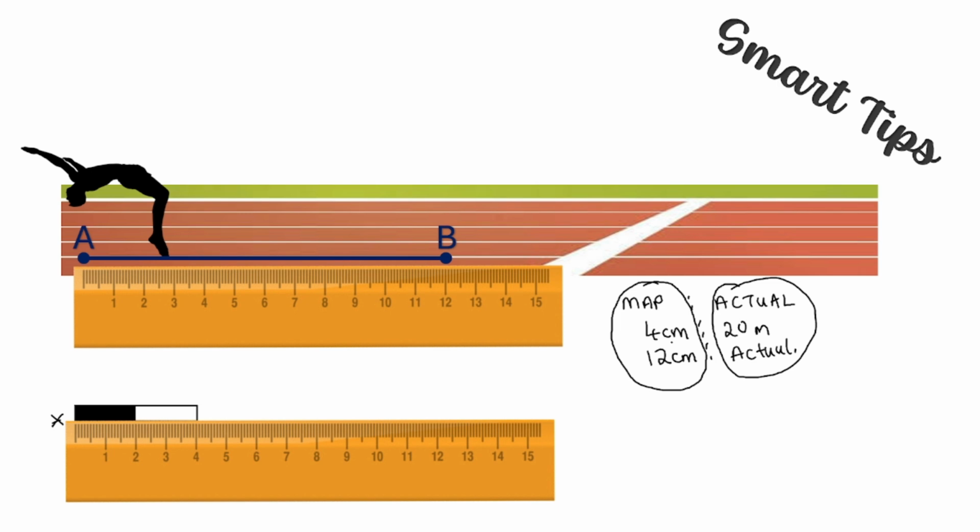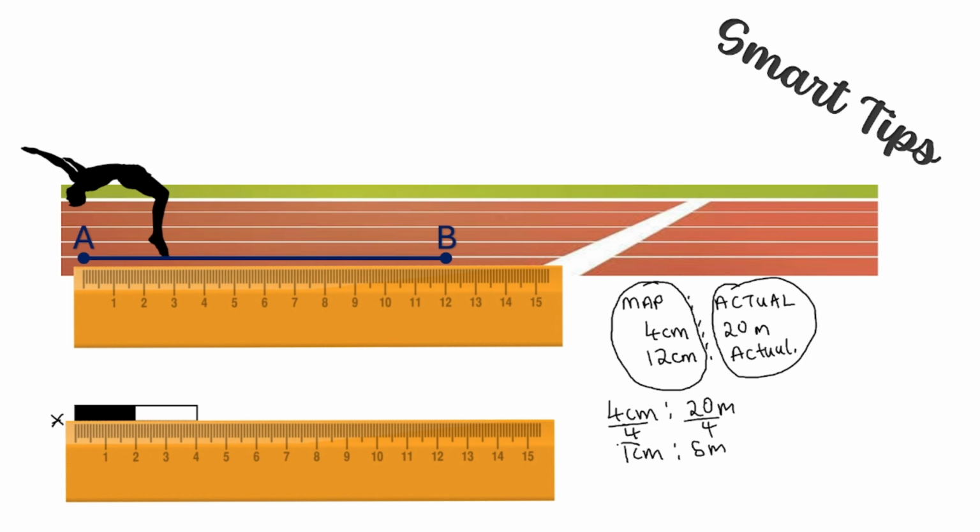Then we can use cross multiplication. But before we do cross multiplication, I want to show you another method. We're saying 4 centimeters is to 20 meters. Now find out what 1 centimeter will represent. What you do is divide by 4 here and divide by 4 there. What you do on the left, you do on the right. Then you can see that 1 centimeter is to 5 meters.